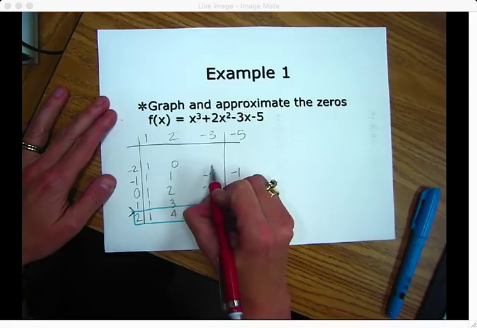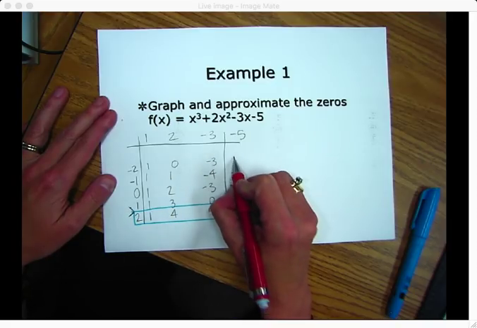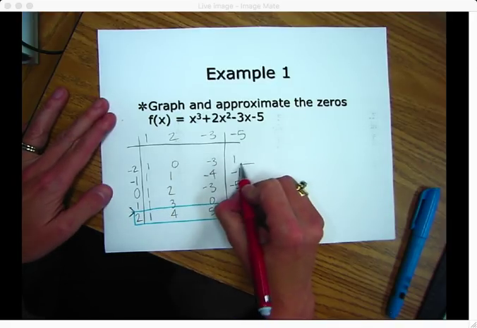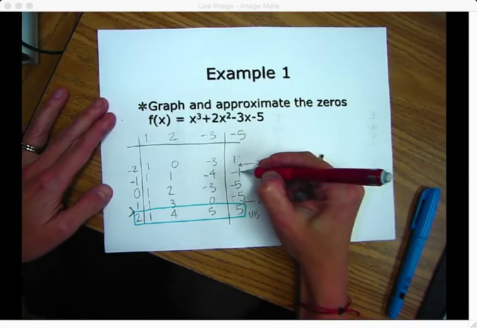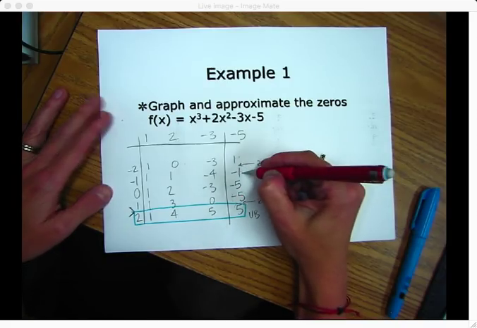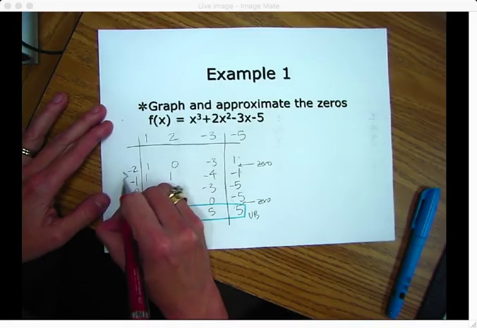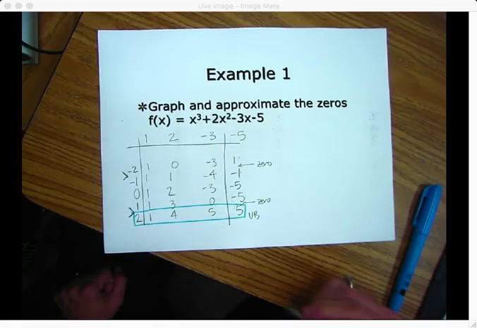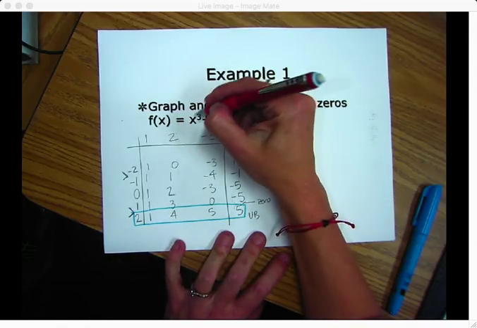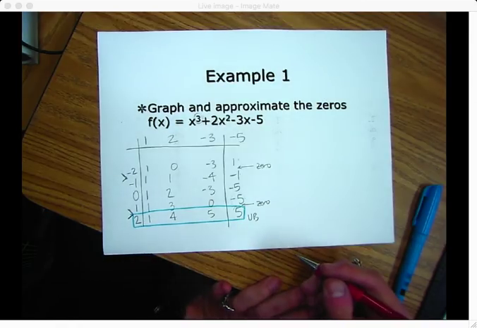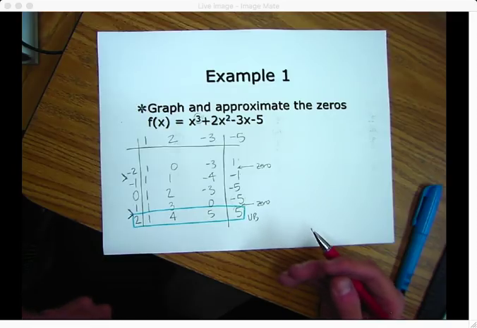1, 0, -3, 1. All right, so check it out. I found another 0, right? There's a change of sign in this column from positive to negative, which means I have a 0 somewhere between -2 and -1. But this thing is supposed to have 3 zeros. I only have 2, and I haven't found the lower bound, so I need to keep going.